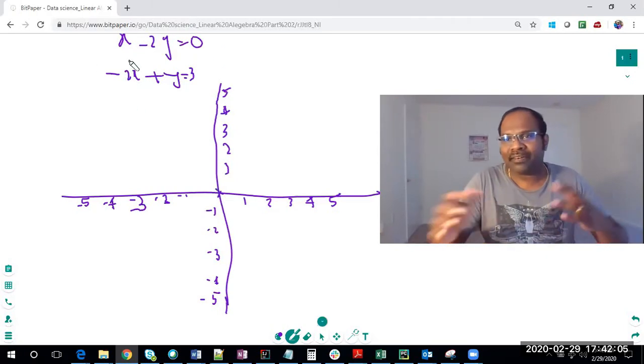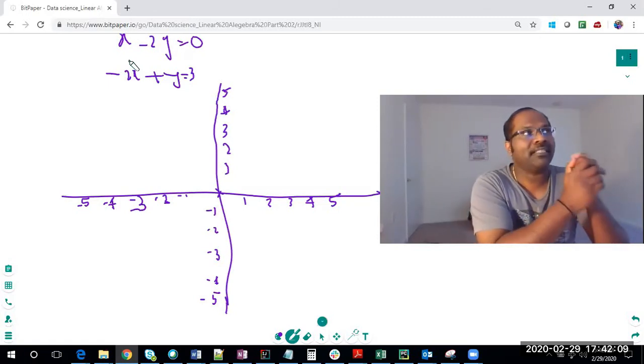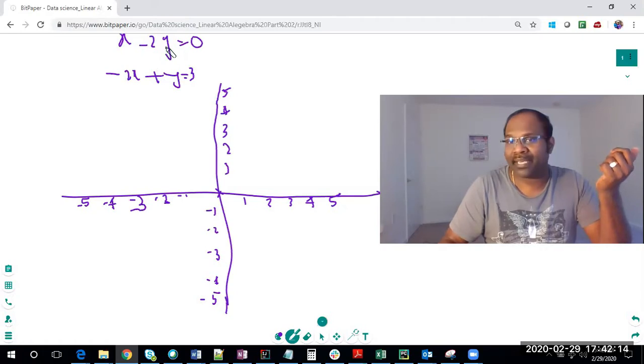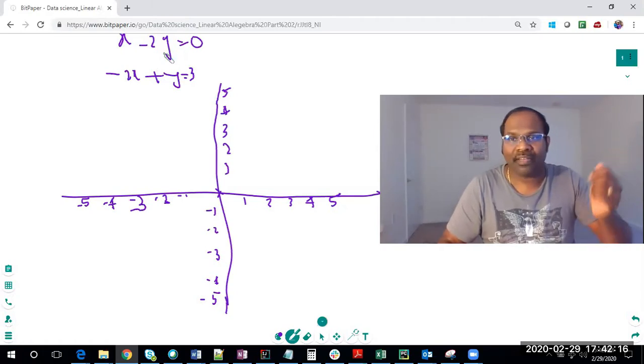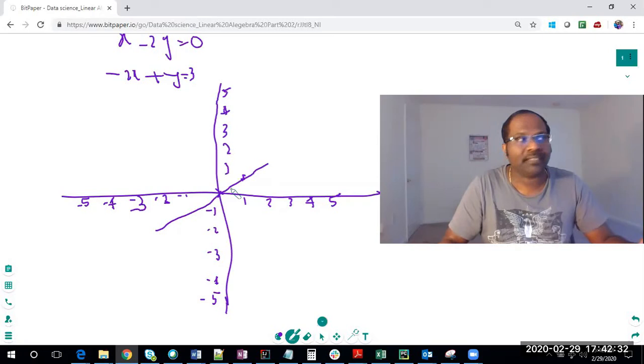And let's try to find out another point. Let's have x is equal to 1. If you put x is equal to 1, then y becomes 0.5, right? So if x is equal to 1, y is around here, because this is 1, so y is around here. And we have another point here. Let's try to draw a line. This is one straight line going through the origin.